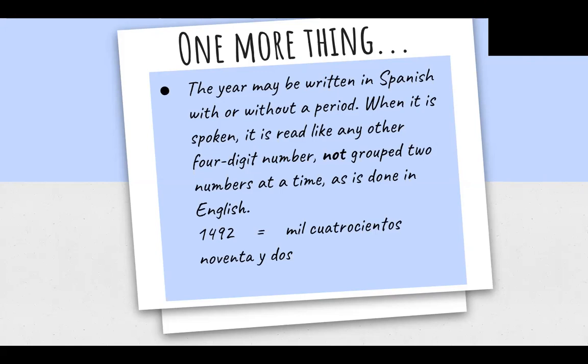So an example for this will be the year 1492. In English, you would say fourteen ninety-two. But in Spanish, if I'm referring to the year 1492, I am going to say one thousand four hundred ninety-two. We don't group the first 2 digits and then the last 2 digits when telling a year in Spanish. So in Spanish, that will be one thousand four hundred ninety-two.